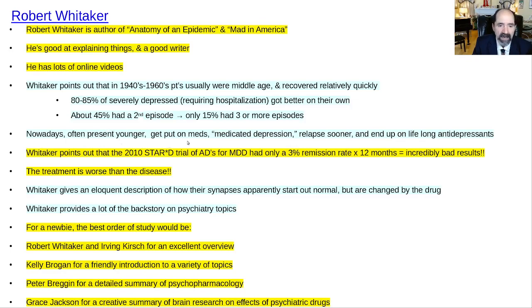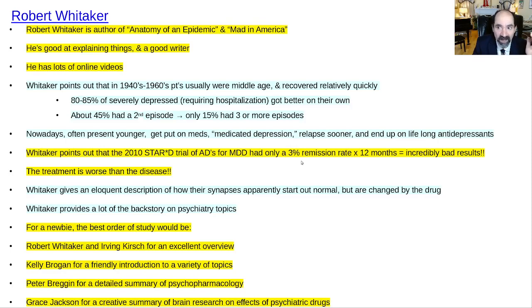They get put on medications, and he calls this a medicated depression, with more frequent relapses. The relapses happen sooner, and many of them end up on lifelong antidepressants, chronic psychiatric patients, with relatively poor outcomes. He also points out a trial that Whitaker reviewed the data from. He said the patients treated with antidepressants in this particular trial, a big one in 2010, had incredibly bad results. It was an embarrassment to publish it. They had only a 3% remission rate for 12 continuous months.